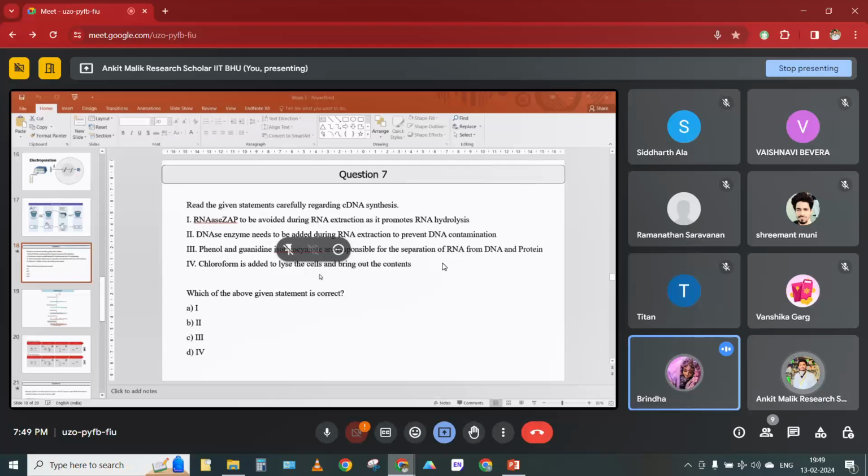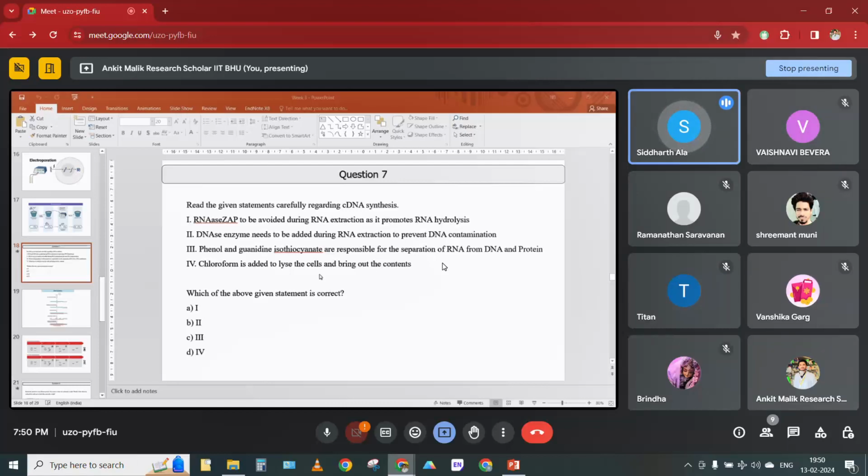So, Hanji, what is your opinion about this question 7? Which of the statements regarding complementary DNA synthesis is the correct statement? Any guess? Option B. Any scientific guess? Option B. Why option B? Anyone else? Why option B?